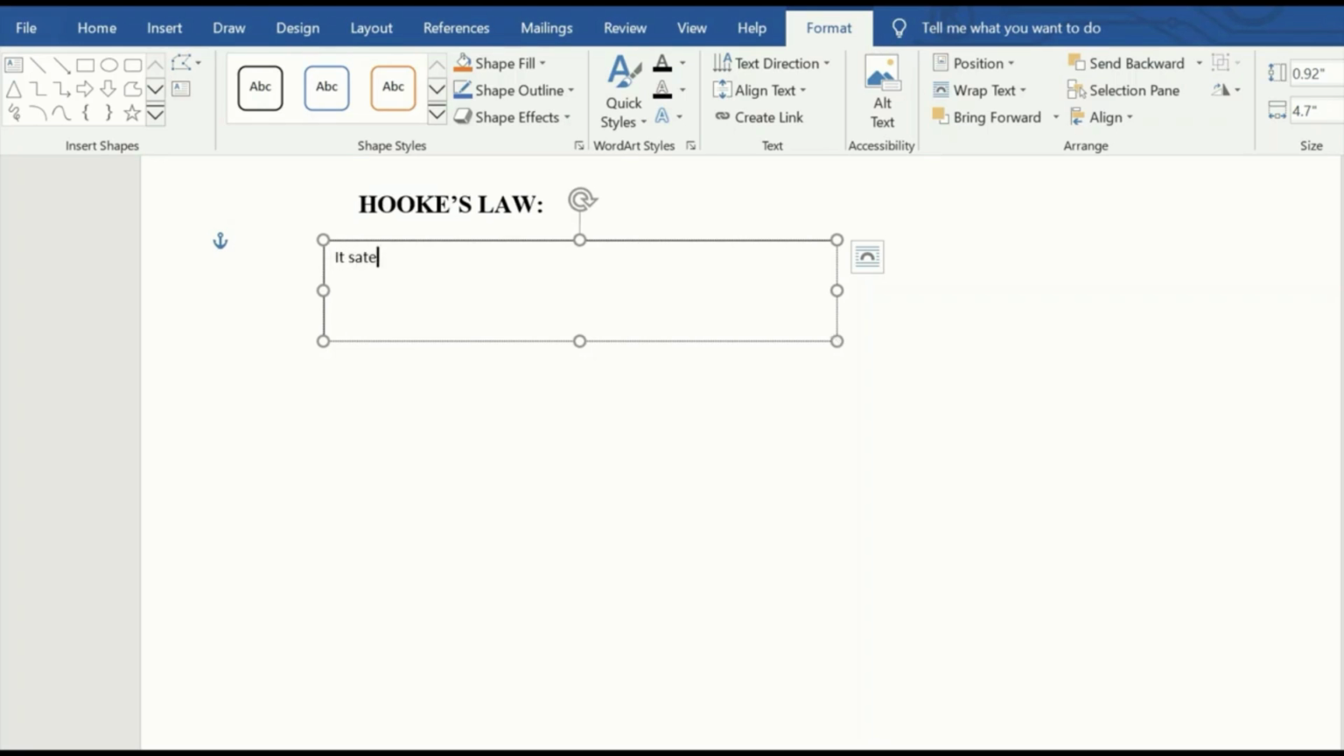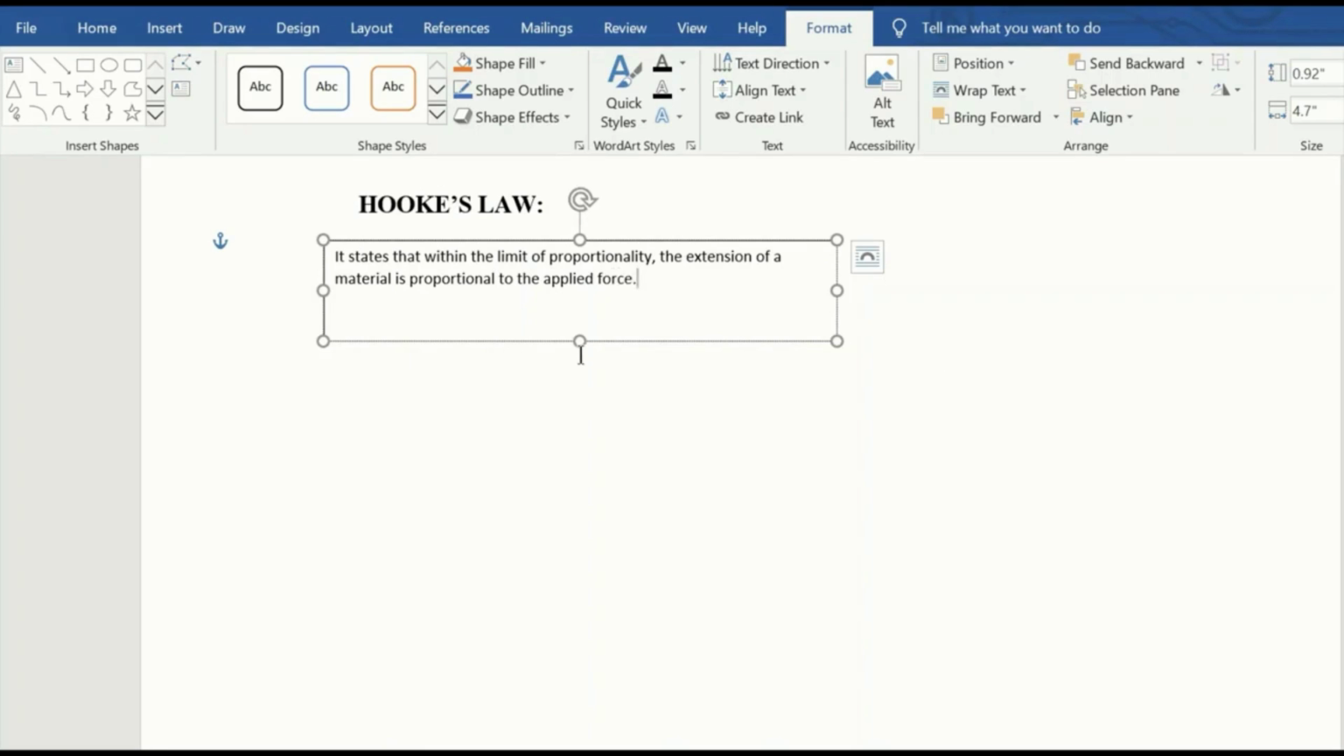It states that within the limit of proportionality, the extension of a material is proportional to the applied force.